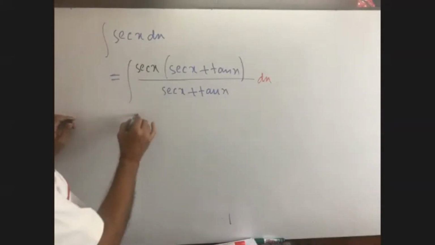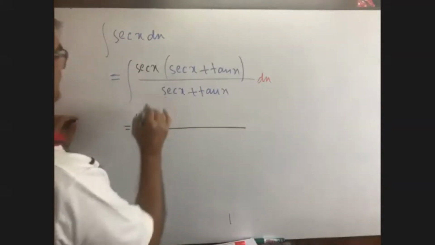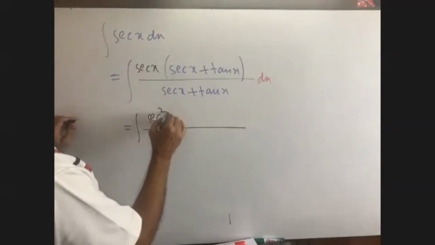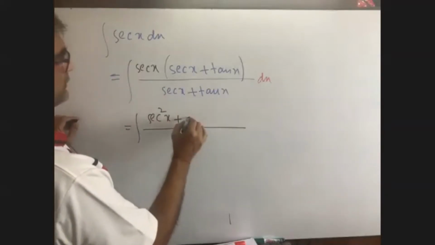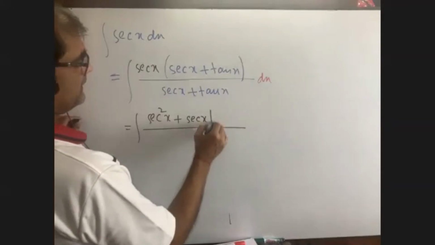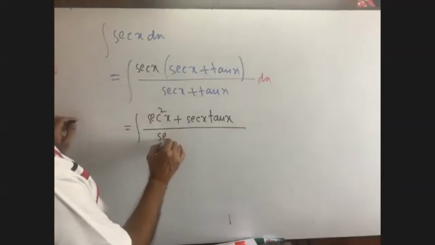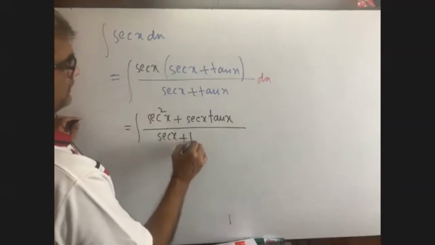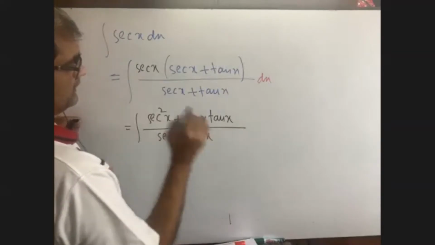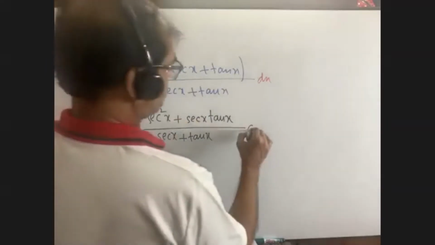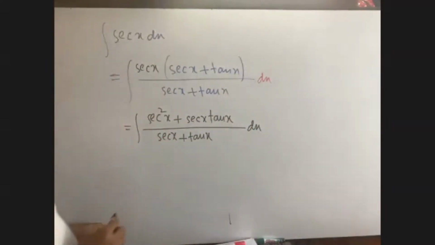Now, what is the numerator? It is sec square x plus sec x tan x, by sec x plus tan x, dx. Can you write it? Yes, we can write it.